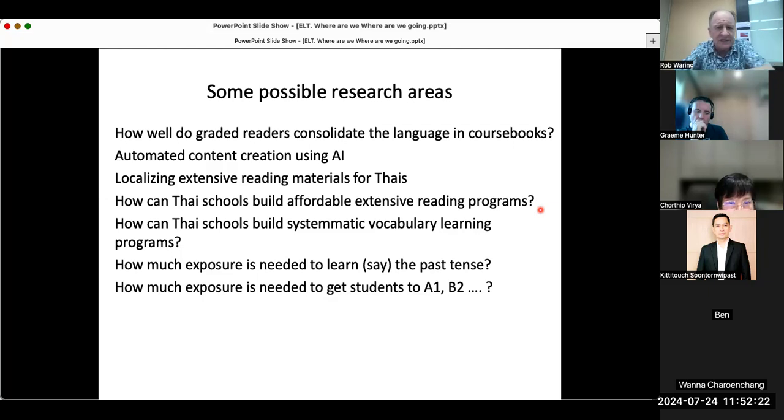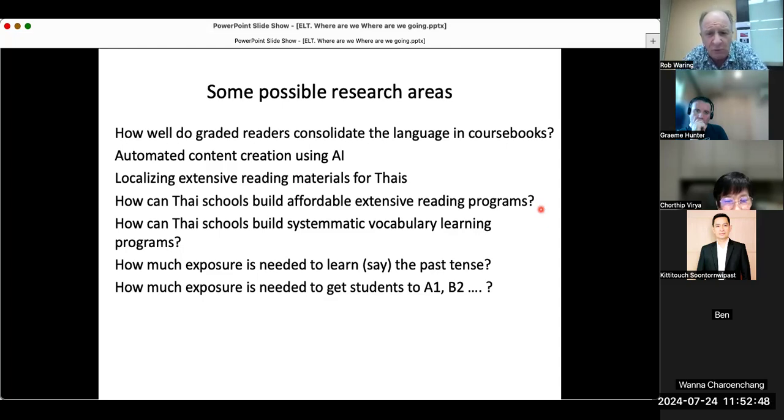How do we localize extensive reading materials for Thai? A lot of the graded reading materials which are out there right now have a European bias to them. So how do we localize this for Thais? I'm currently working with a group down at Prince of Songkla University, starting in October, about writing extensive reading materials for Thai learners. And if you want to get involved, please get in contact.